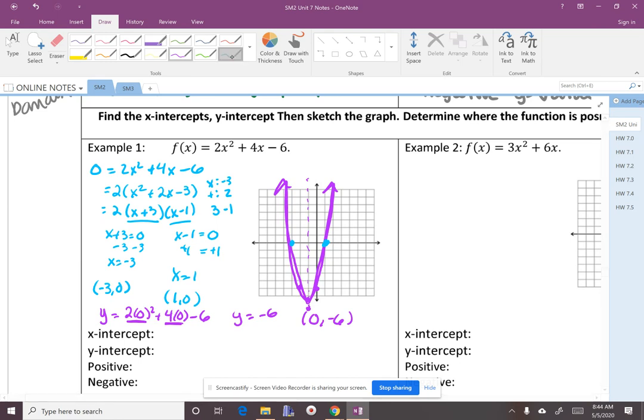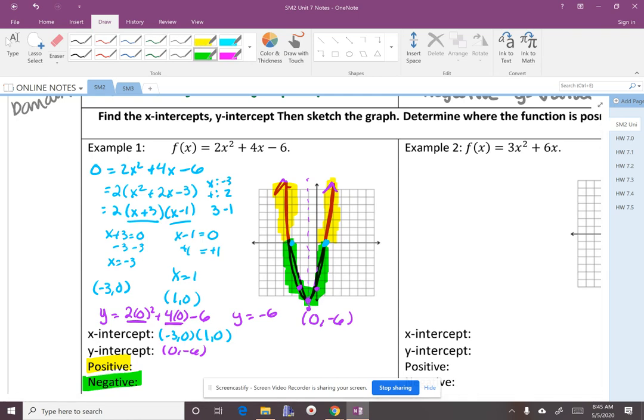So when I go back through this, my x-intercepts were at negative 3, 0, and 1, 0. And my y-intercept was at 0, negative 6. And then it asked me when my graph is positive and when my graph is negative. Positive means above. So that means anything that's above my x-axis, I'm going to write little domains. And then negative means anything that's below.